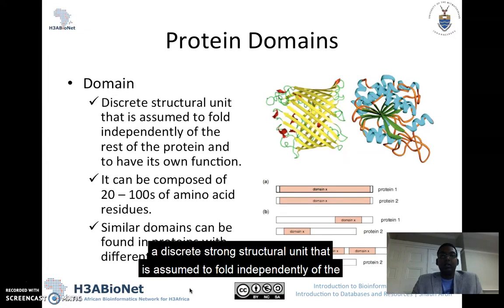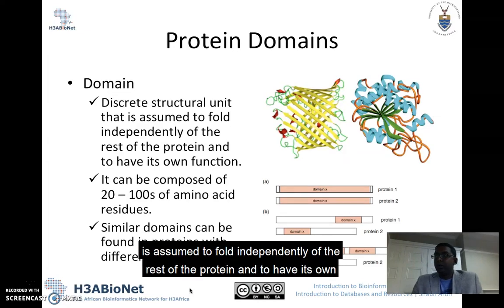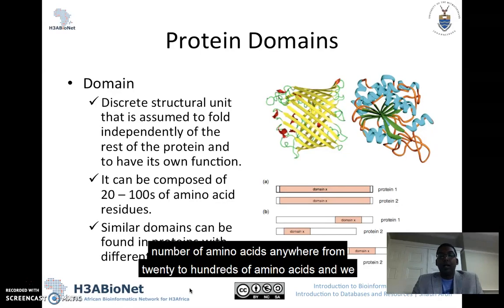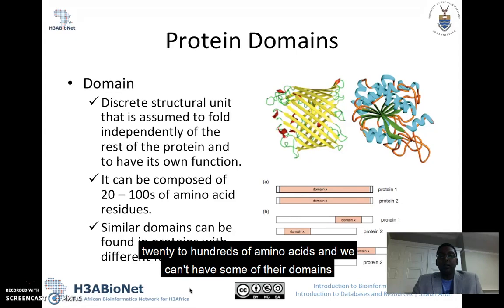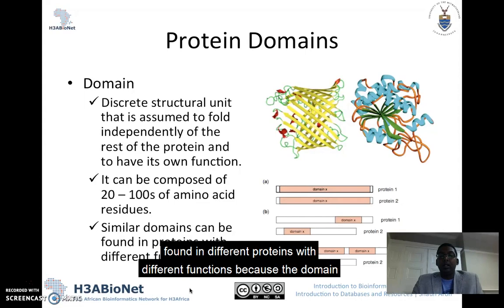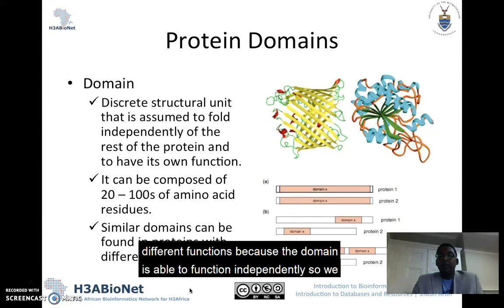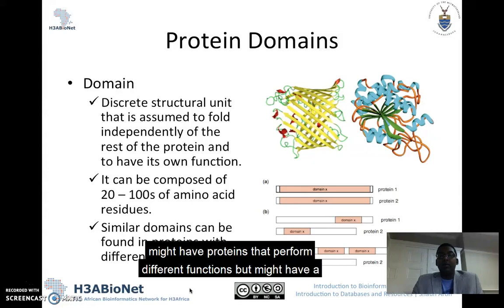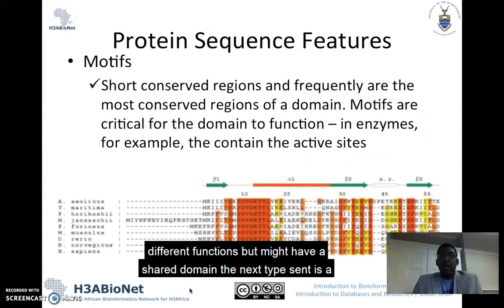This is a discrete structural unit that is assumed to fold independently of the rest of the protein and to have its own function. It can be composed of anywhere from 20 to hundreds of amino acids. We can have similar domains found in different proteins with different functions, because the domain is able to function independently. So we might have proteins that perform different functions, but have a shared domain.